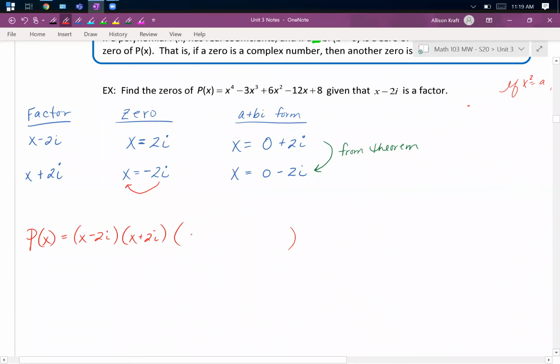What degree is this other factor going to be? Degree 2, that's right. And we know it's going to be degree 2 because each of these are degree 1, and we started with something that was degree 4. So 4 minus 2 1s, we know that it's going to be degree 2. Well, now we have to figure out how to find that other quadratic factor.